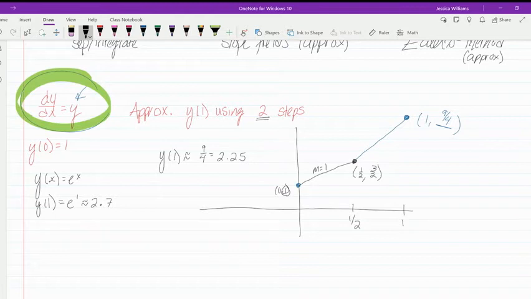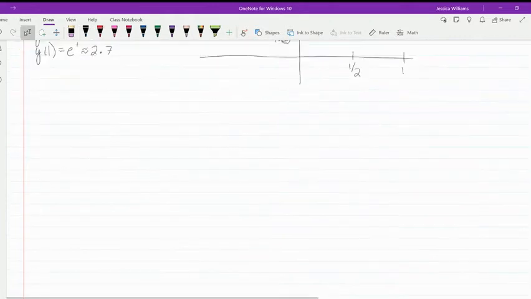How do I make it better? I take more steps. So let me take more steps, but let me do it showing you the algorithm.